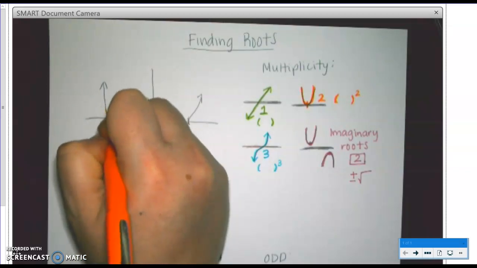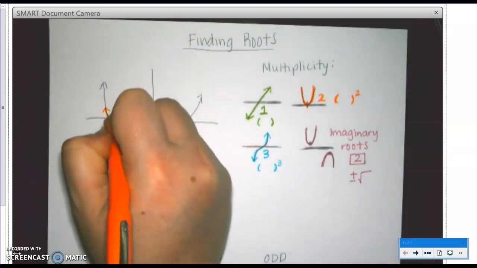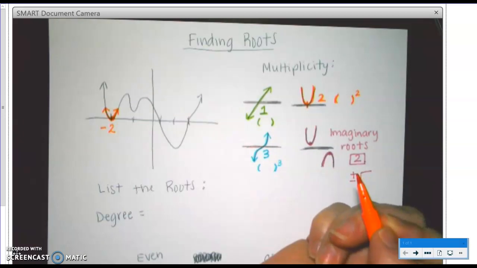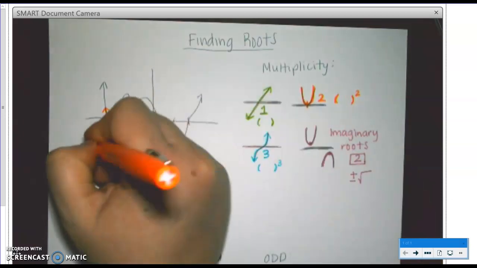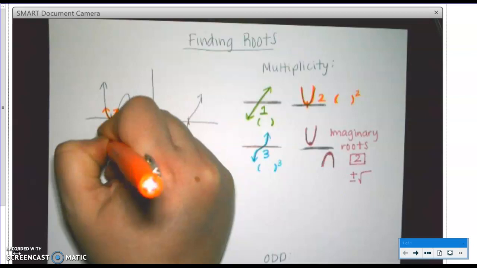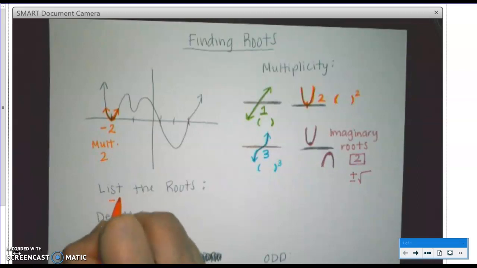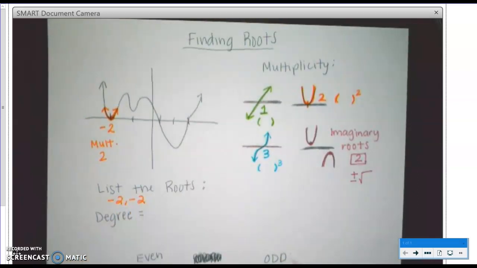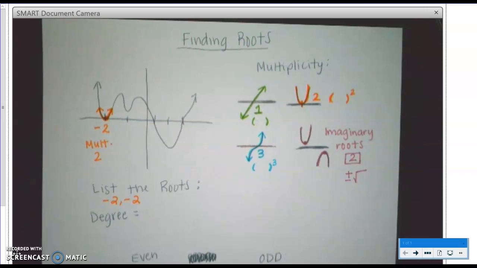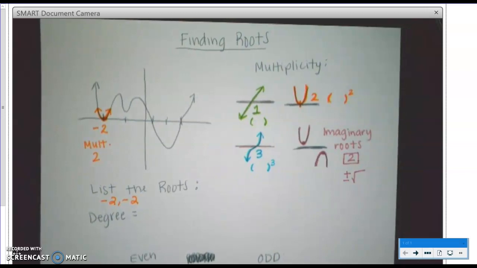See how it's got that parabola shape at -2? That means the multiplicity is 2. When I'm listing the roots, you can actually list it twice. That counts twice. All right, now I'm going to continue to trace the graph.